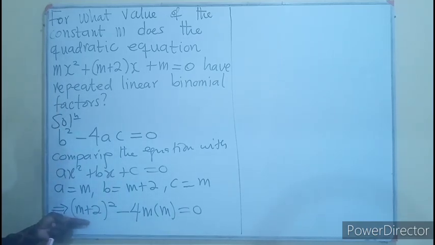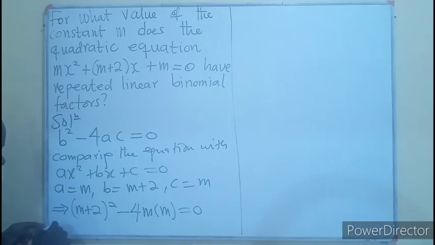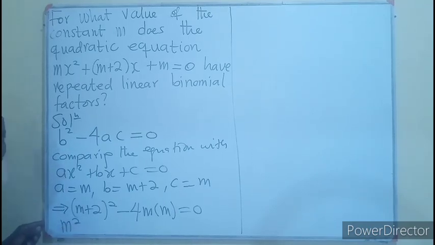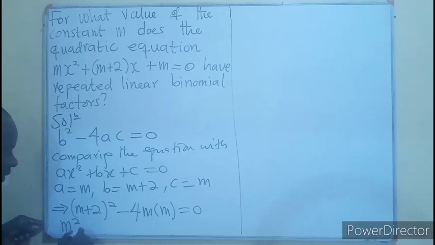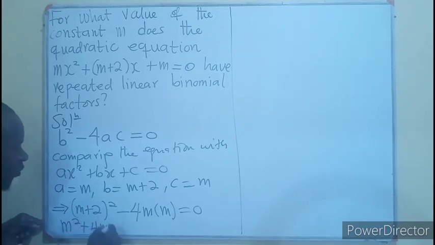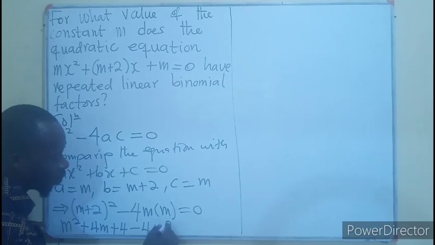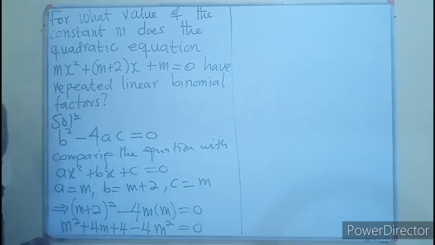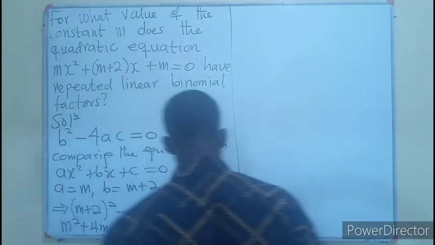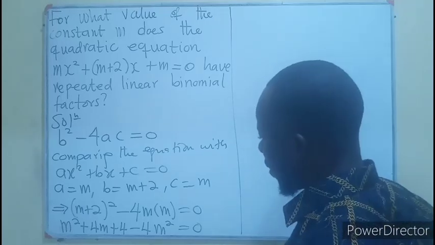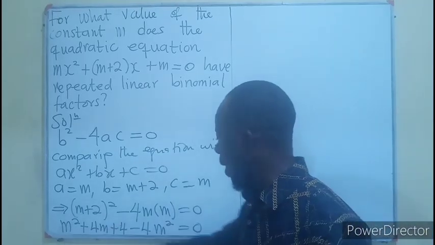So what do we do here? We expand this bracket. We square the first, that will be m squared, then twice their product, that is going to be 4m. Then square the last, that will be 4, minus 4m times m, which is m squared, equals 0.